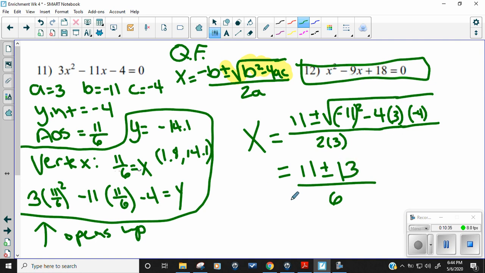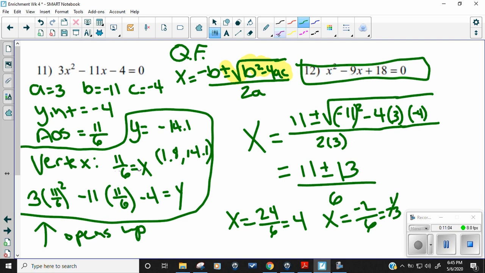So there are two answers for this x. X-intercepts, you could have none, 1, or 2. So there are two. So the first one is 11 plus 13, which is 24 divided by 6, right, which is 4. And the other one is 11 minus 13, so negative 2 over 6, which is negative 1/3. So there are my different aspects. There are my x-intercepts. I didn't write them as a point. There is my vertex. I can't draw a star. There's my y-intercept, and there's my AOS.